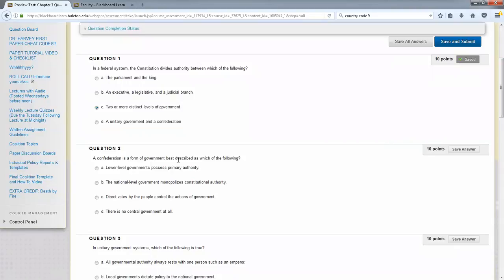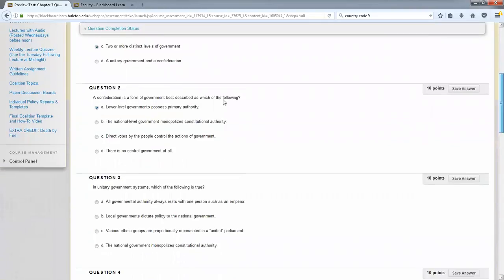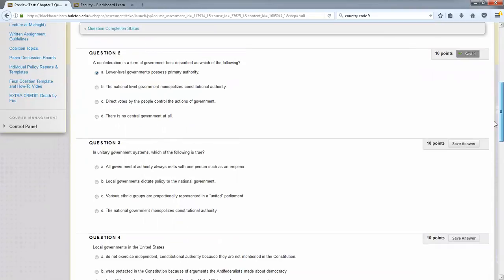A confederation is a form of government described as which of the following? Lower levels possess primary authority. Very good, that's it. Essentially, it's all chiefs, no Indians. Everybody is equal, and there is no big overseeing federal government. They're just together in name only.